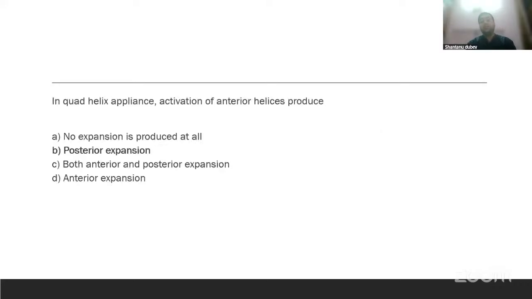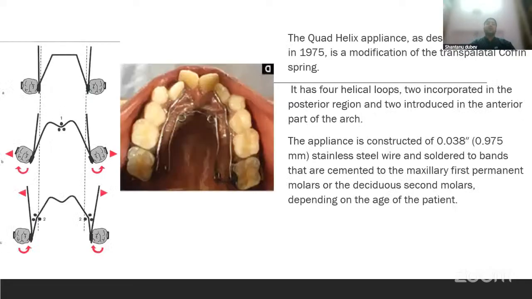In quad helix appliance, activation of anterior helices produces: no expansion at all, posterior expansion, both anterior and posterior expansion, or anterior expansion. Okay. So for that, I want you to see the appliance as well. This is the quad helix. So 4 helix, hence the name quad helix.